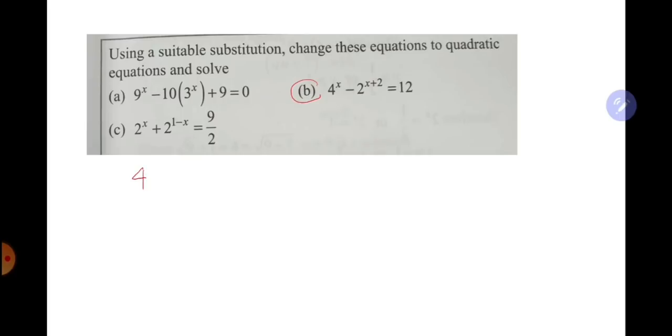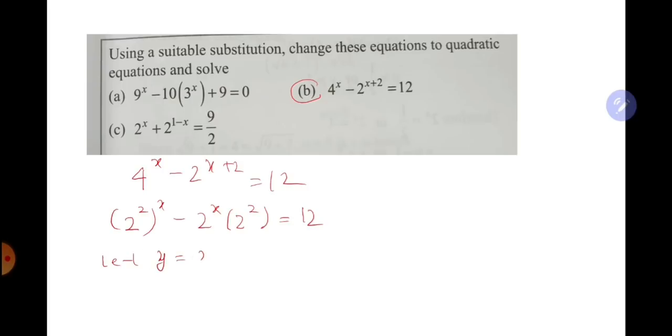B. Okay, so we have 4 power x minus 2 power (x plus 2) equals 12. You have 2 power x here, so you can write 4 power x as 2 power 2 power x. So we rewrite as 2 power 2x minus 2 power x times 2 power 2 equals 12. Okay, so let y equals 2 power x. Then this one we can rewrite as (2 power x) power 2, we just interchange the power, minus 2 power x times 4, equals 12.